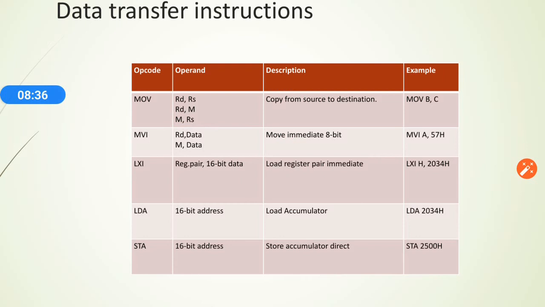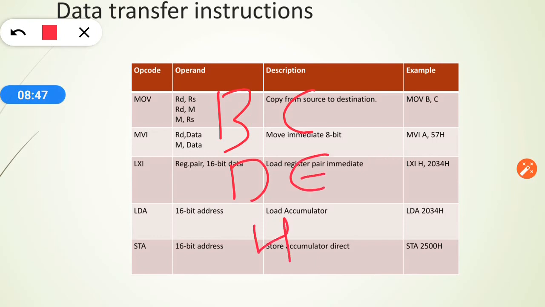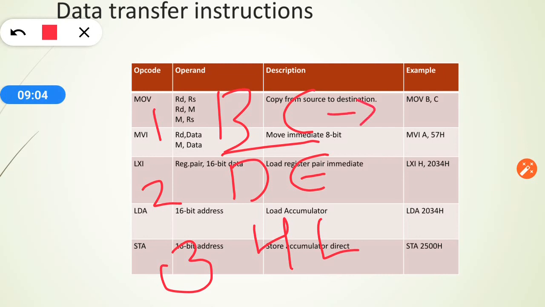Remember, it is used for giving 16-bit data to a register pair, as we have 3 register pairs: first BC, then DE, and then HL. Each register handles 8-bit data, but together a pair can handle 8 plus 8, that is 16-bit data. So whenever I want to store a 16-bit number, I can store it in any of these pairs.